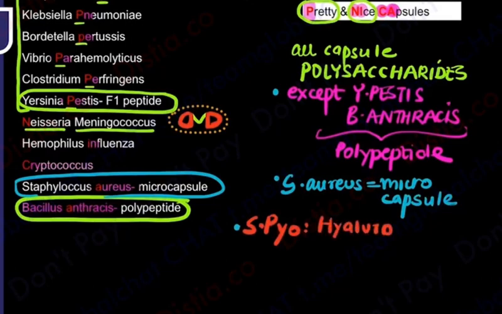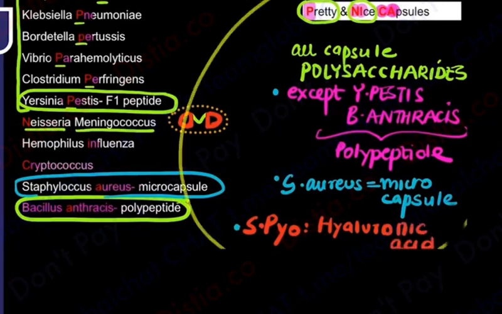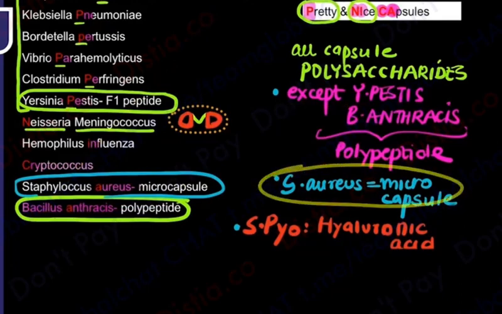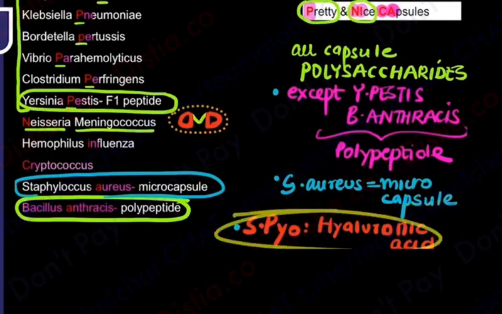That is also not a polysaccharide. That is hyaluronic acid, which is important. So that makes up all the capsular changes. These are bullet points. You know, does the examiner like rules? No, the examiner loves exceptions. Quickly repeat. Yersinia pestis and Bacillus anthracis are polypeptide. Staph aureus has a very small microcapsule, and Streptococcus pyogenes at times can have a hyaluronic acid capsule.